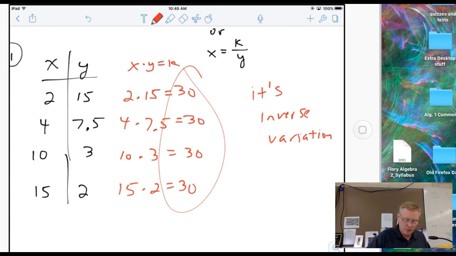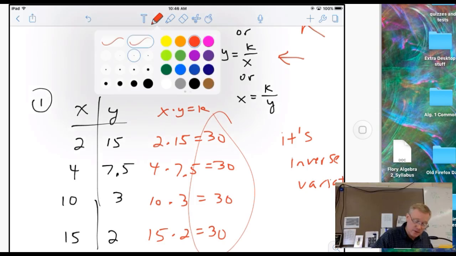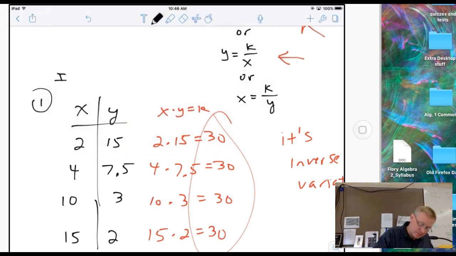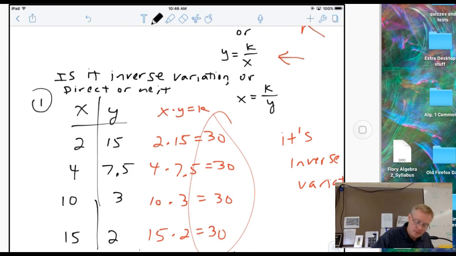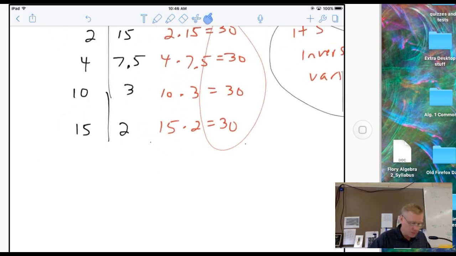And the directions were, is it inverse? I forgot to write the directions. Is it inverse, is it direct, or neither? So in this case, it's inverse. And that's the answer. Okay, so that's the first one.